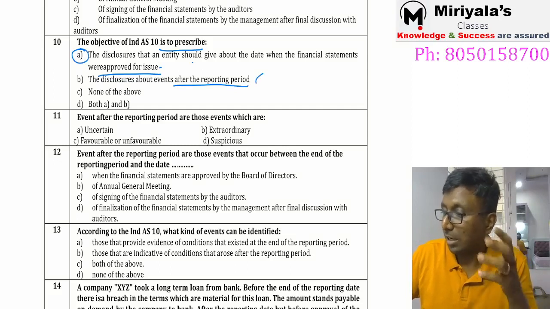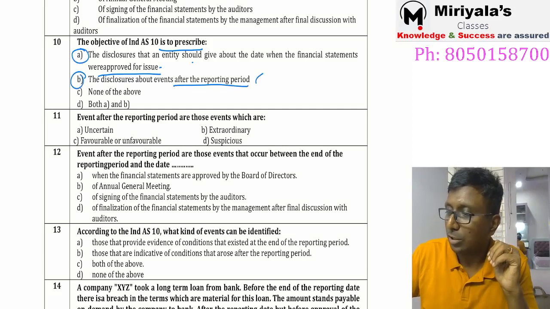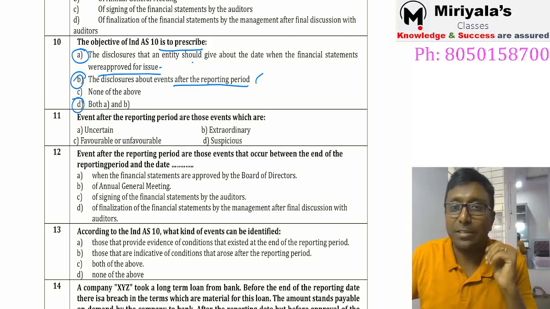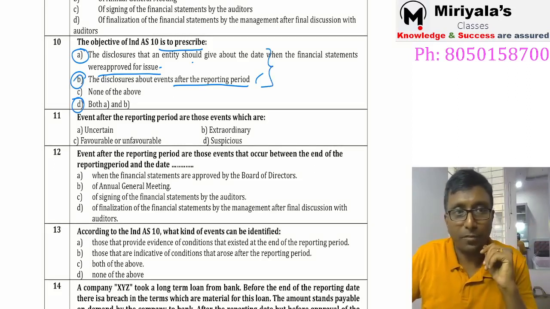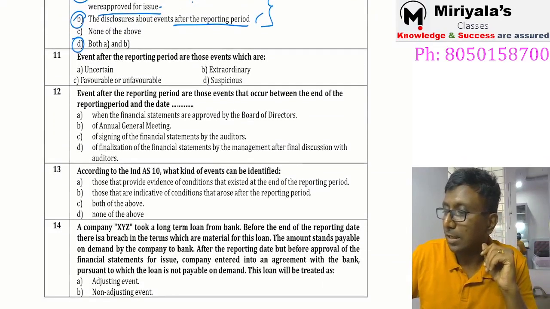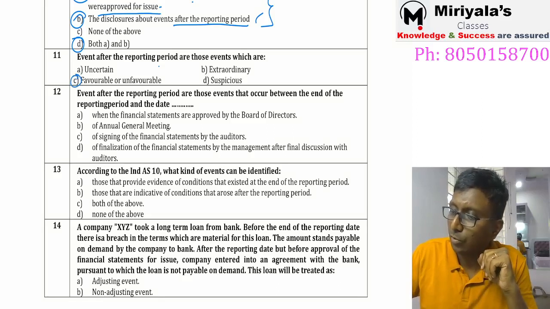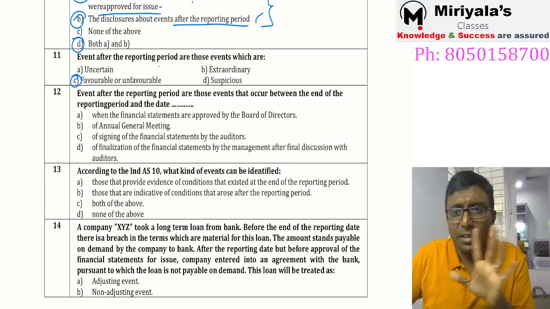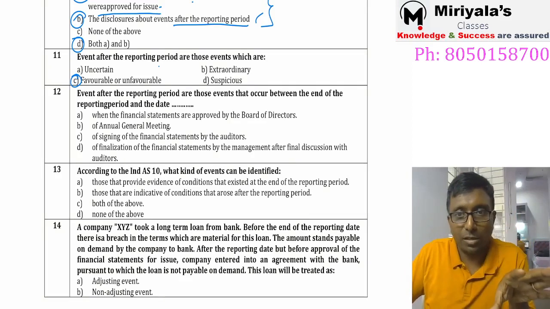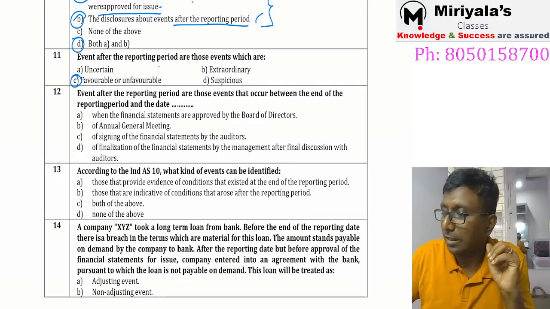None of the above? No, right. So what is the correct answer, my dear? D, because it is talking about both the circumstances. Perfect. Yes, you also answered correctly. Events after the reporting date are those events which I told you just now, whether favorable or unfavorable. Everything is supposed to be considered. It is nothing like only unfavorable transactions should be considered.